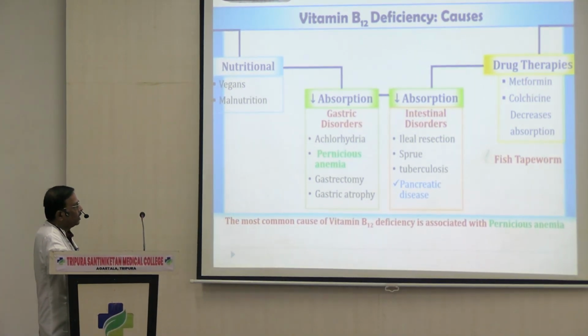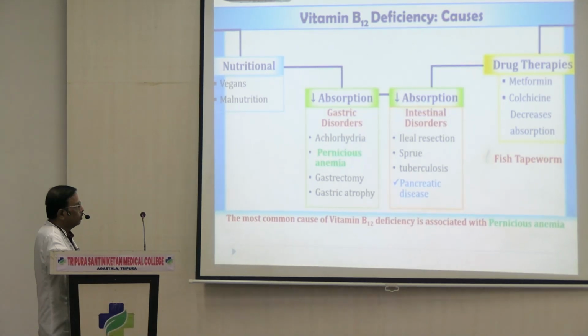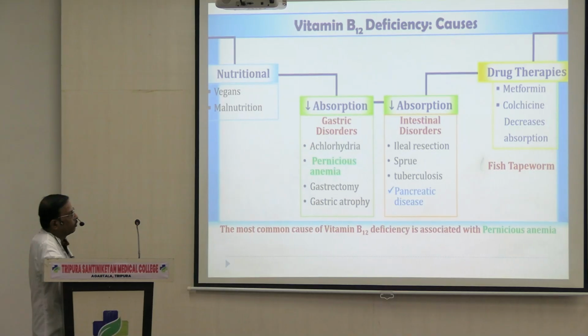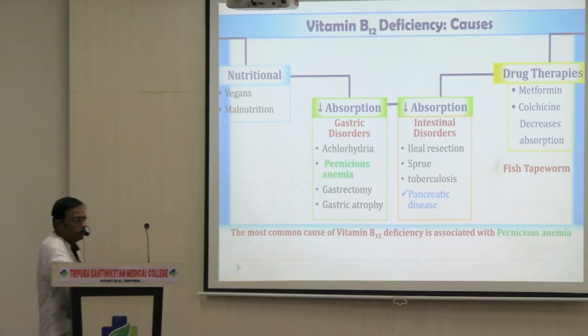Intestinal disorders like ileal resection, sprue, tuberculosis, pancreatic disease. Then drugs like metformin and colchicine decrease absorption of vitamin B12.